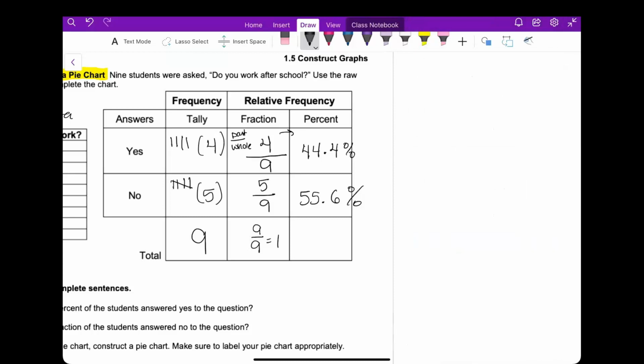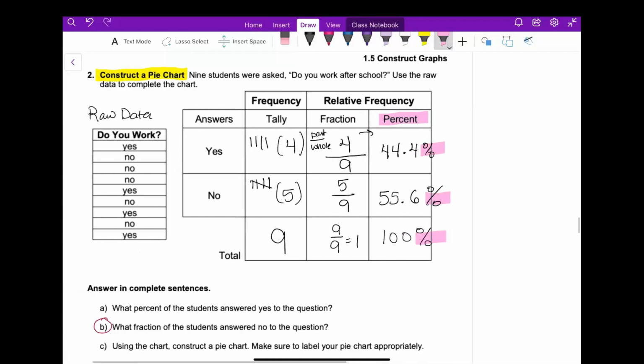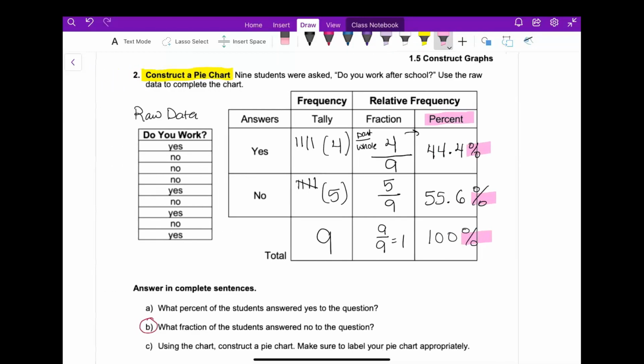Our last one, what about 1? Remember, it's always 2 places, so here's the decimal, 1, 2. So we have 100%. Your percentage must always be there when you are using percent. So make sure your percentage symbols are there. Very important. Otherwise the reader will not know you're talking about percentages.